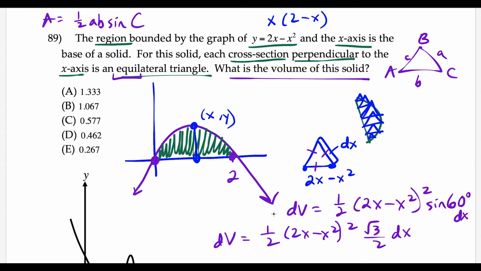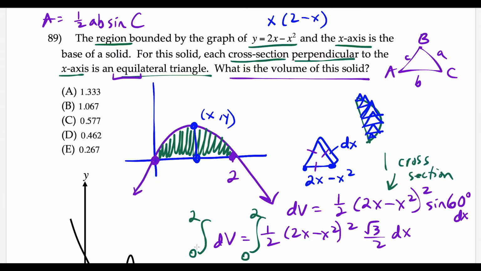But remember, this is only the volume of one cross-section. We're going to do this from x equals 0 to x equals 2, and that's going to tell us the volume of the entire thing. So remember, this is the volume of one cross-section, but we want the volume of the whole solid.